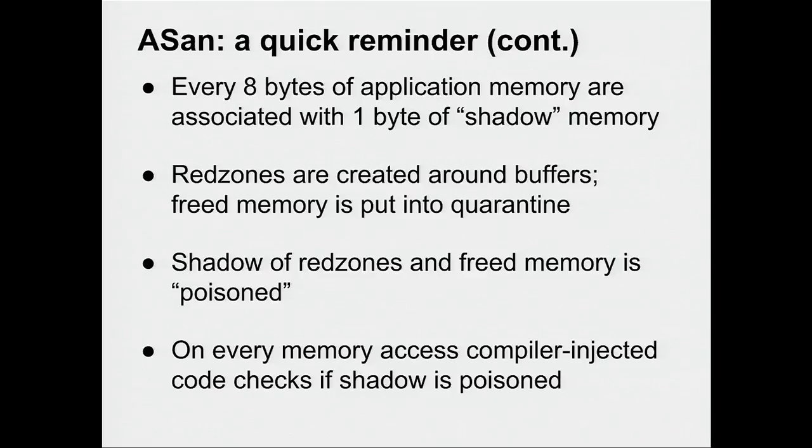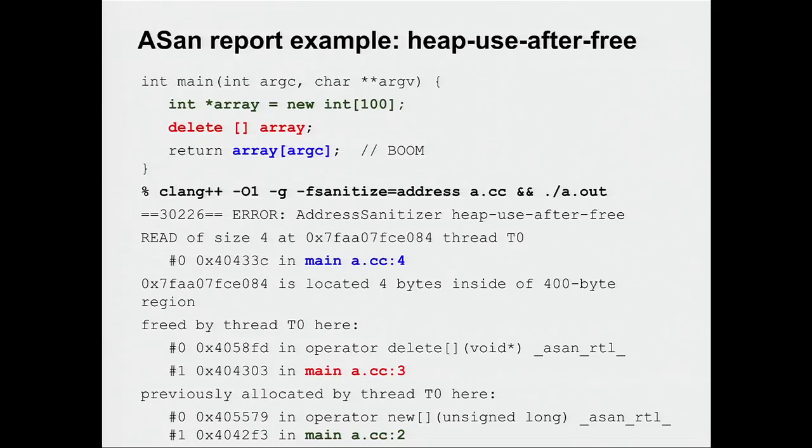Pretty much all of the ASan error reports are fatal. That means that we can't continue the program if we detect an error. So here's an example of a use-after-free report to just show you what ASan error reports look like.